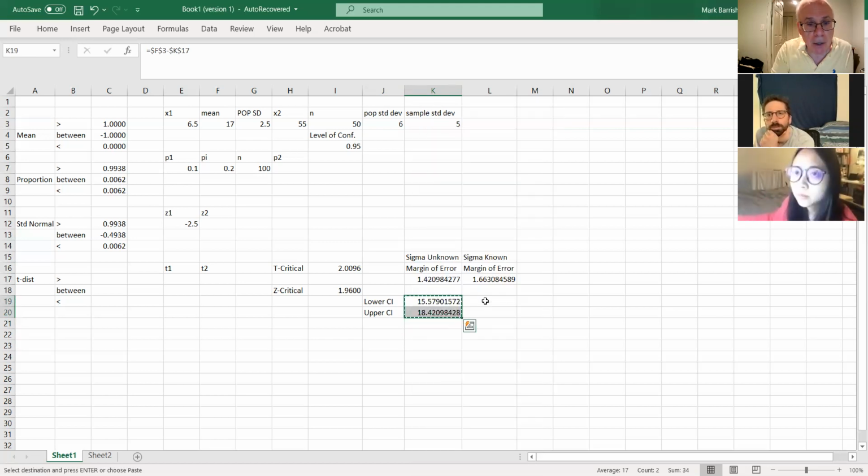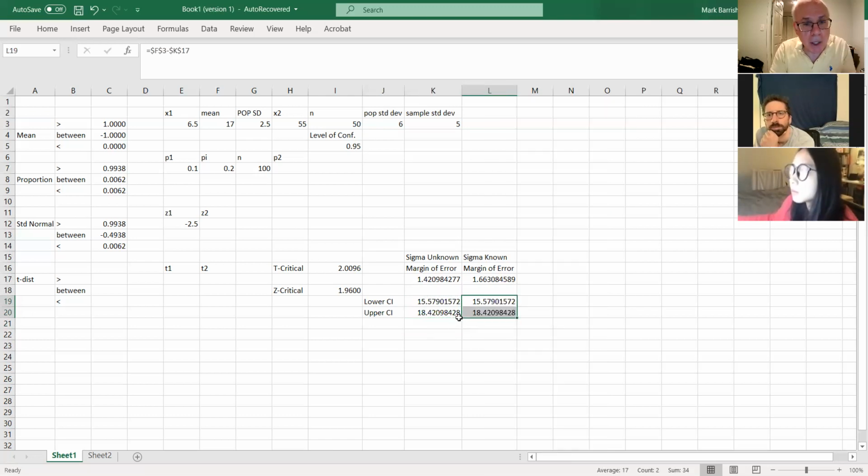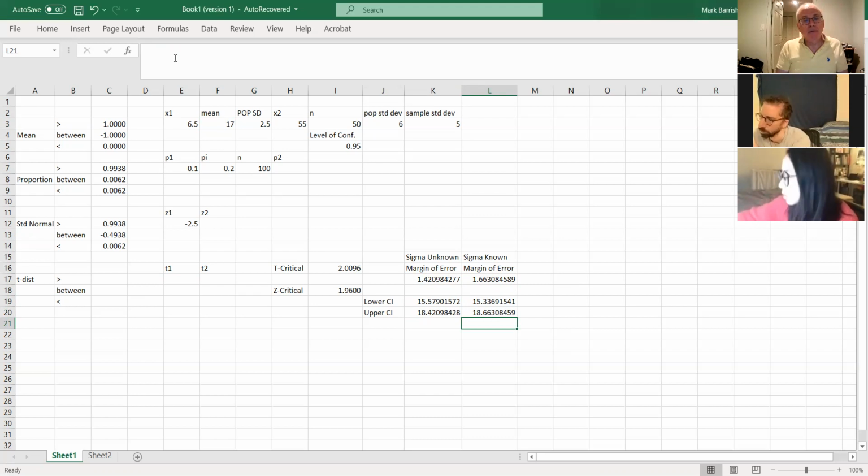And then I can copy both of these over, copy and paste here. And what I'm going to do here is I have to change the K to an L here, right? So this gets changed to an L. And this one gets changed to an L. That's where my margin of error is. And there's my margin of error for when sigma's known.